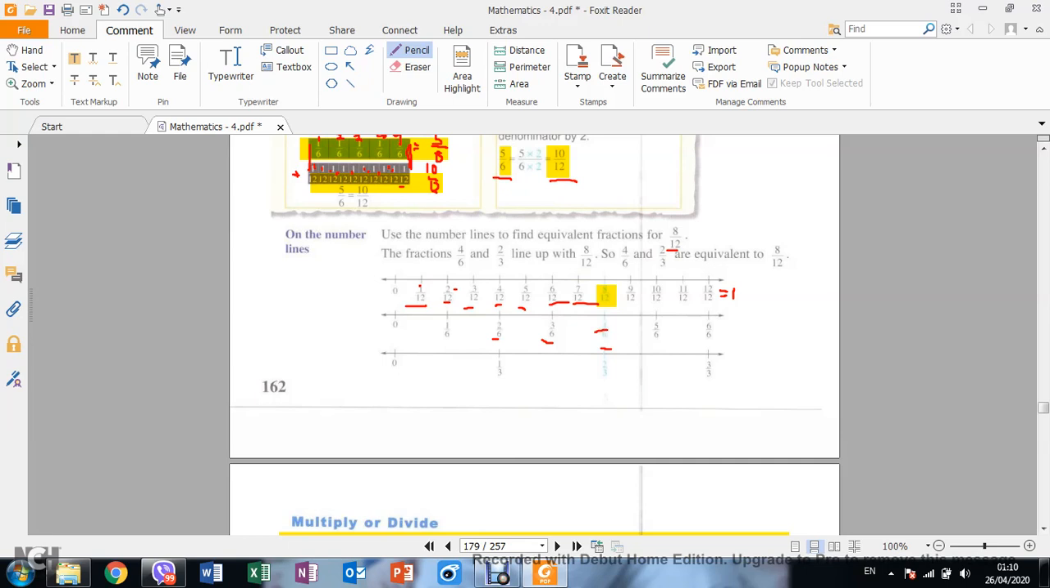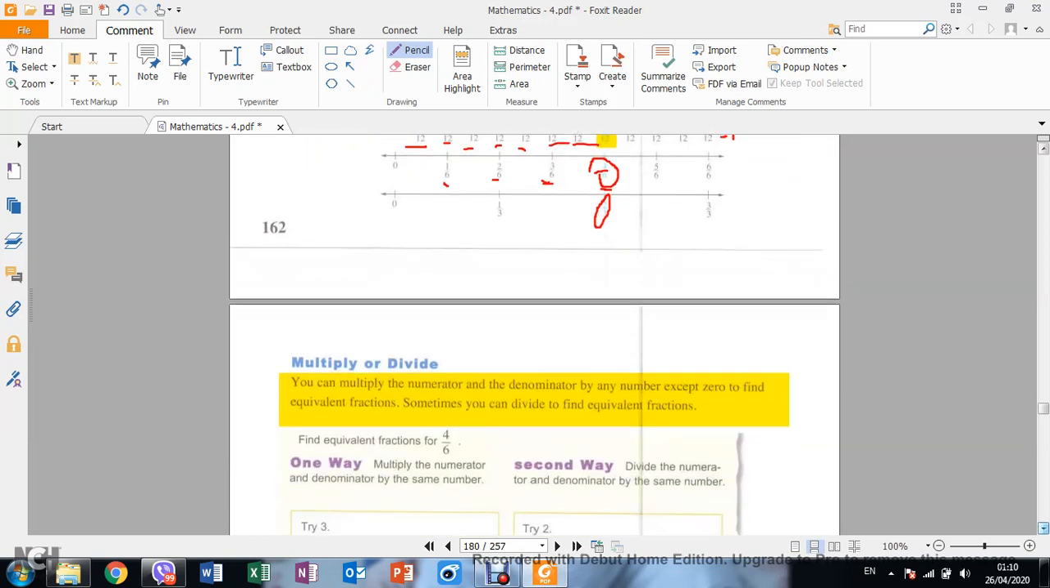So, look, all of them: 2/12 is equivalent to 1/6, 4/12 is equivalent to 2/6, 6/12 is equivalent to 3/6. And 8/12, we want only 8/12. 8/12 is equivalent to what? 4/6, and that is equivalent to 2/3. Okay? And this is our answer.